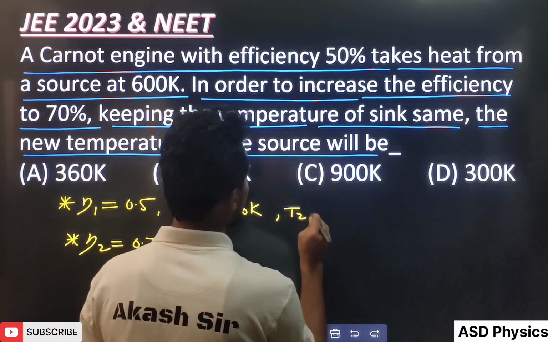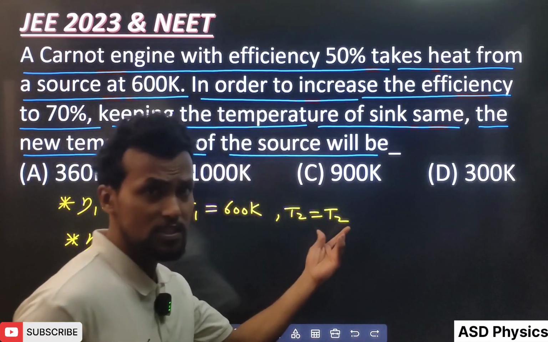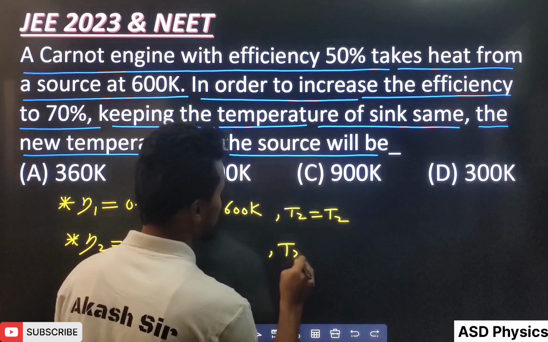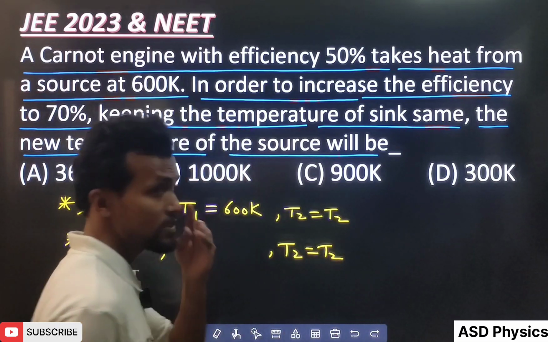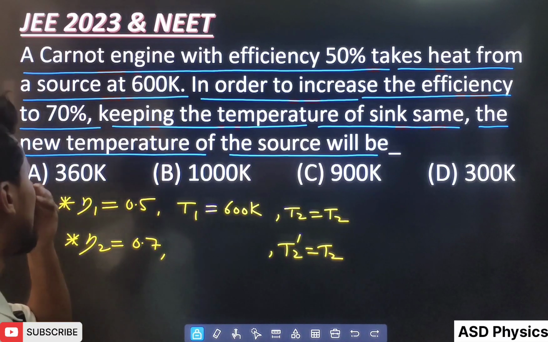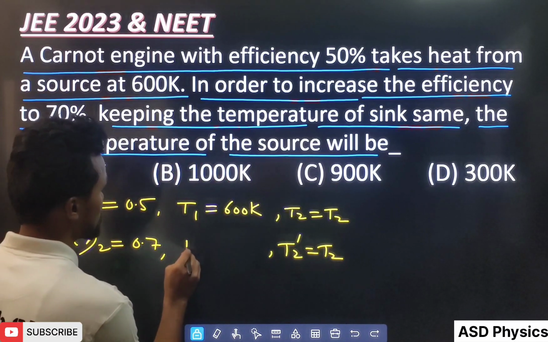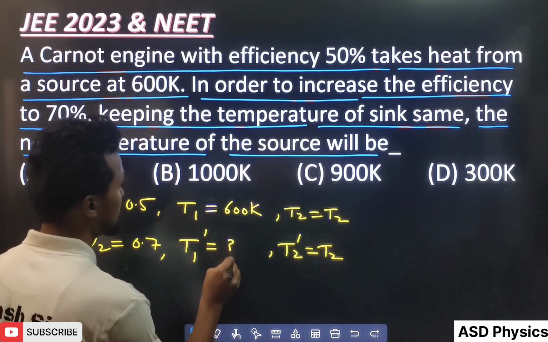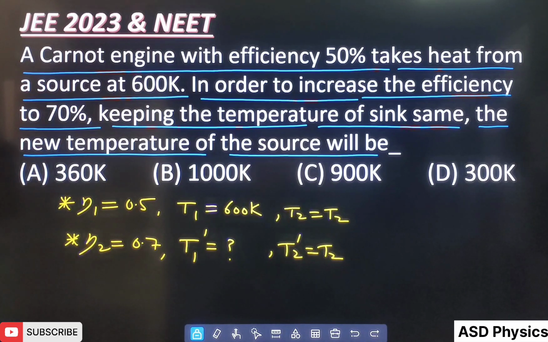So let's take the sink temperature as T2, and here T2 equal to T2 dash, there is no change. After that, what they are asking is the new temperature of the source, the value of T1 dash. So this is the question situation.